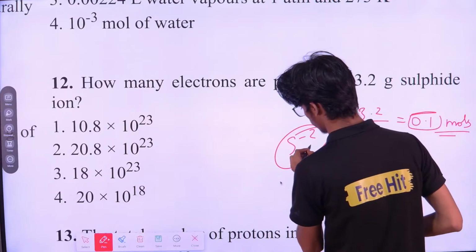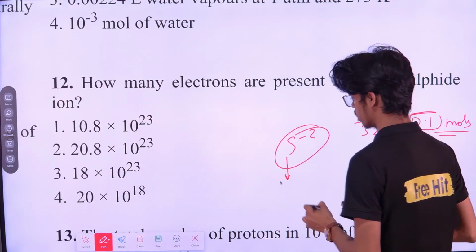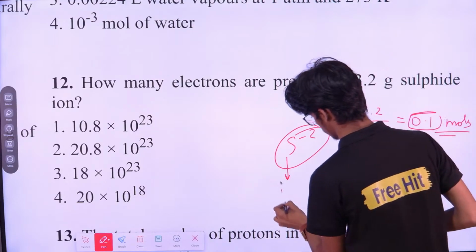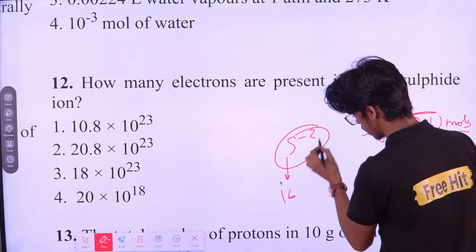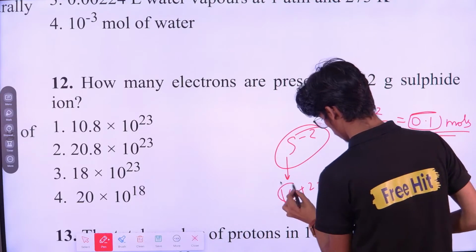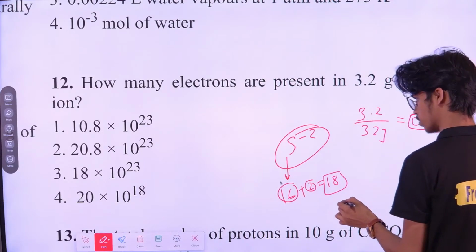Now let's see how many electrons are present in sulfide. Sulfide is S2 negative. It means we have to calculate the total number of electrons. It is 16, 2 extra electrons, so it will be 18. Total number of electrons is 16. I hope I am right. So option number 2, sir.